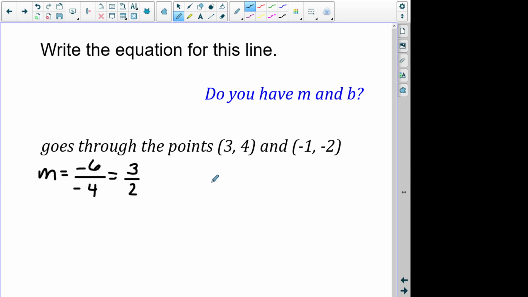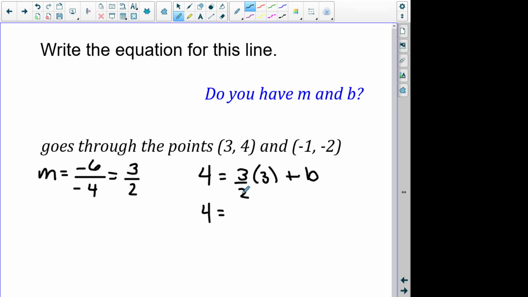Now I need to calculate b, so I'm going to pick a point. I'm going to use this point just because there are positive numbers, and that is more appealing to me. And so I'm going to say 4 is equal to m. So my m is 3/2. My x is 3, plus b. Okay, now I'm going to have to calculate here. I'm going to have to add and subtract some fractions, but we know how to do that, so we're not going to let that bother us.